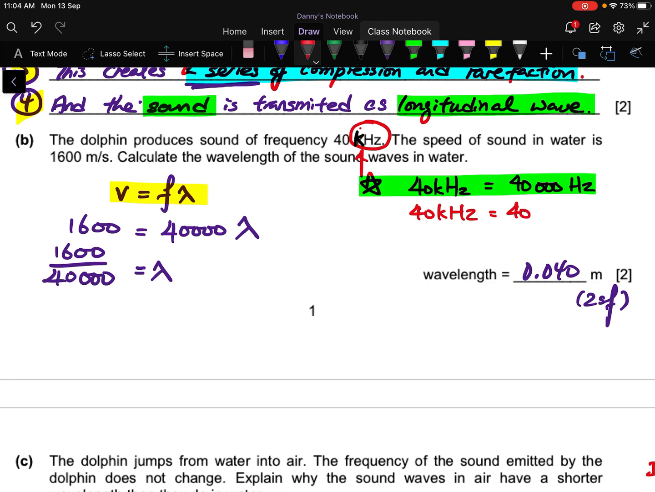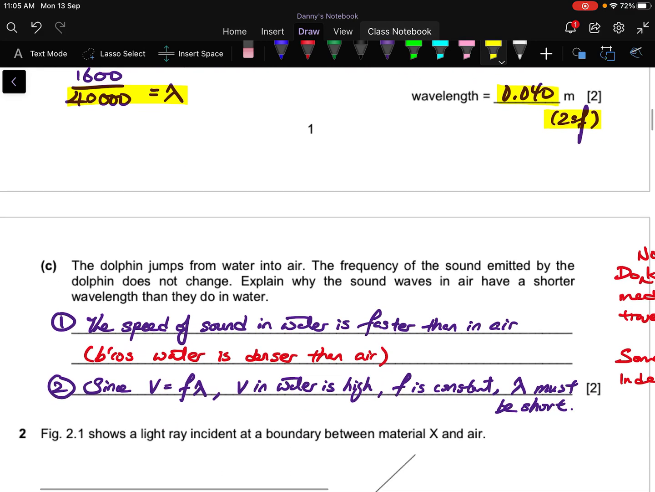How do you get 40,000? You change the k into 10 to the power of 3. If you use your calculator, you will find that 10 to the power of 3 is basically 3 zeros. If you do your mathematics correctly, you should be able to get your wavelength, and you should round it to 2 s.f. So that's your part B.